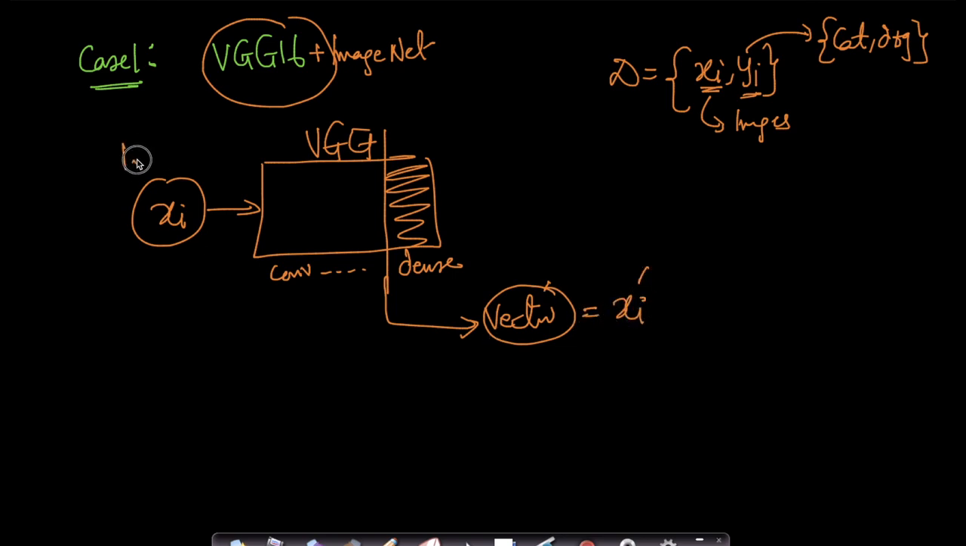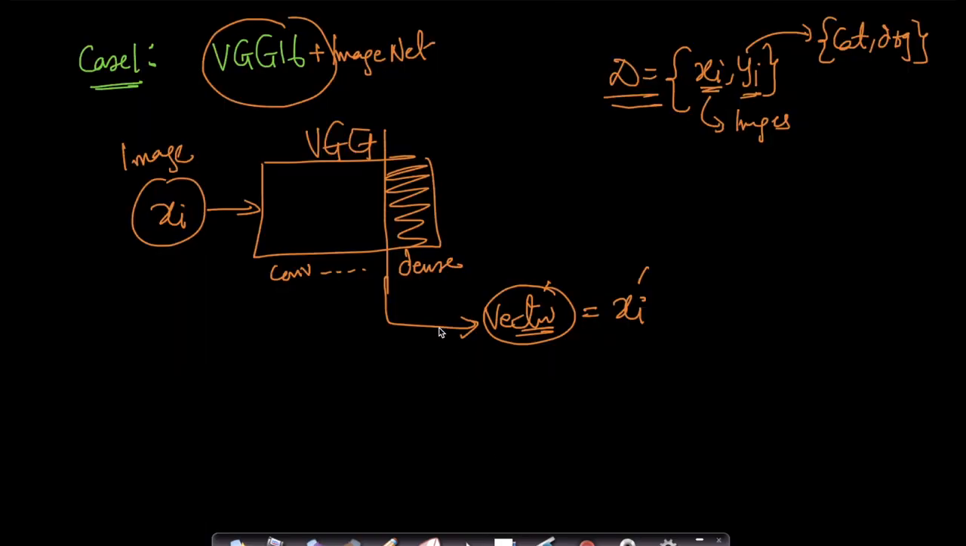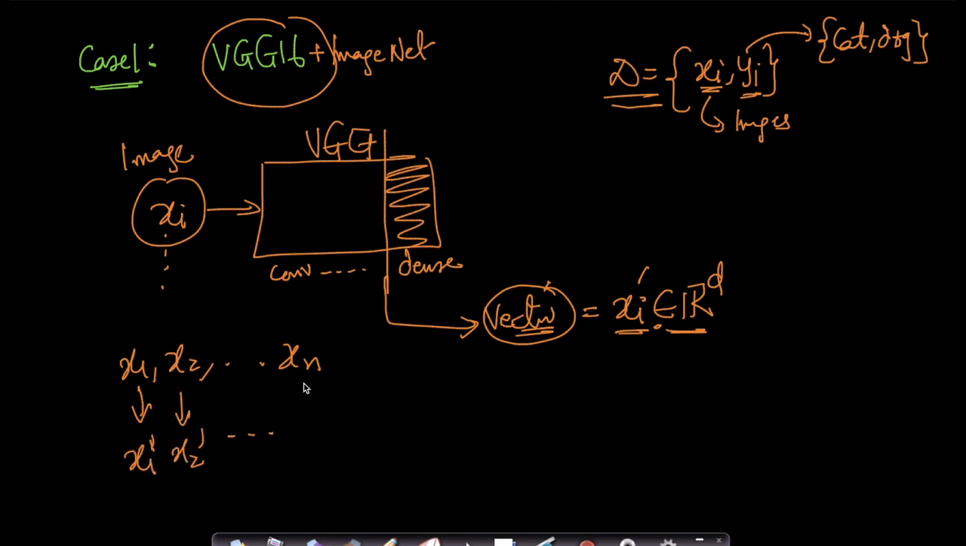Okay, my xi is the image from my original data set. My xi dash is the vector that I got by using the bottleneck feature. So these features are called bottleneck features, just before the flatten, right? So I will actually flatten them. Now what do I get here? I get a d-dimensional vector. So for every image, my x1, x2, so on and so forth, xn in my data set D, I will compute the corresponding x1 dash, x2 dash, so on and so forth, xn dash, using the VGG network.